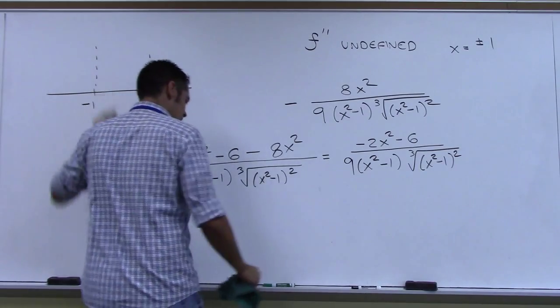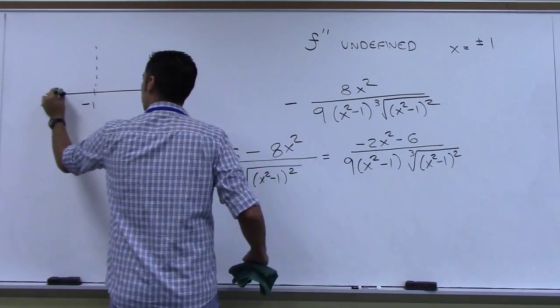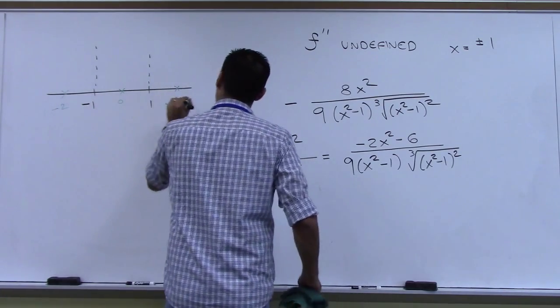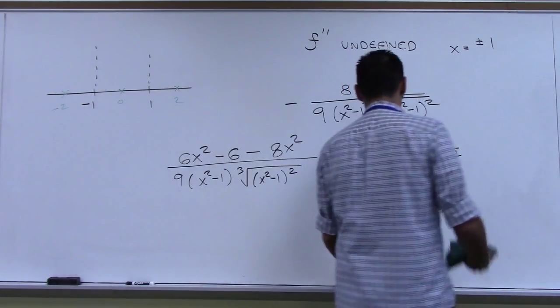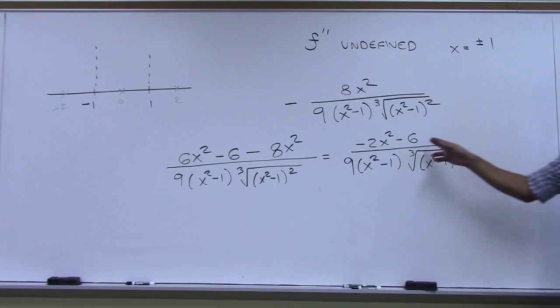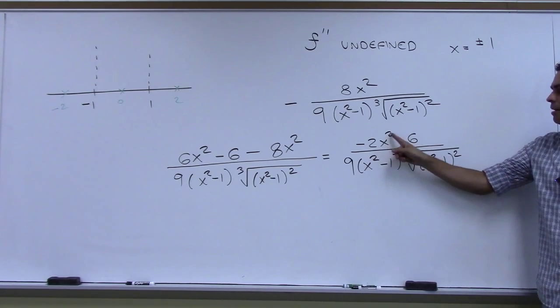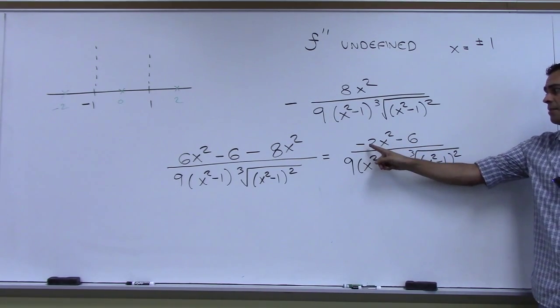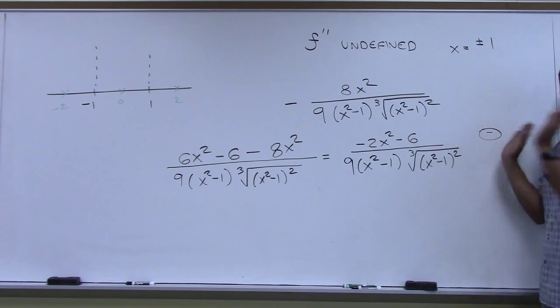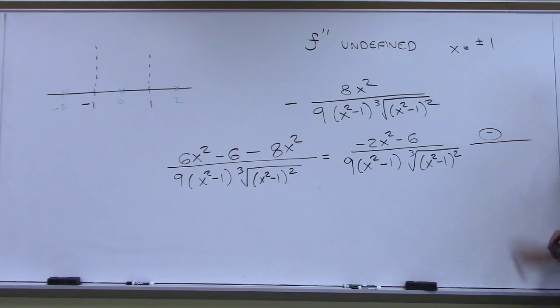I'm plugging some test points into where? Second derivative. Second derivative, which is this beautiful thing right here that we worked so hard for. The top is always negative. You square a number, it's positive, but then times negative 2 is always negative. And then minus 6 still negative. So the top's always negative, agreed? Regardless of what I plug in. So all I really want to figure out is what's happening in the bottom.